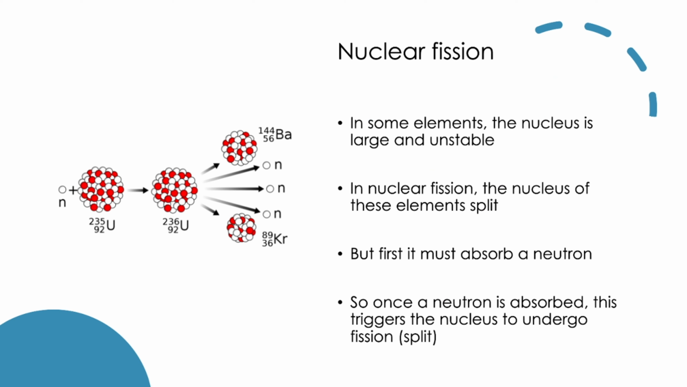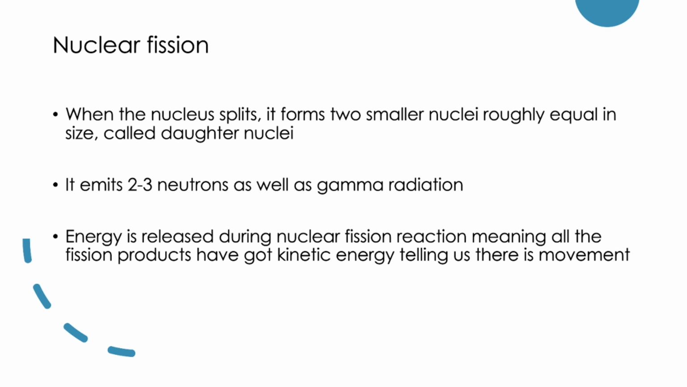In some elements, the nucleus is large and unstable. In nuclear fission, the nucleus of these elements splits, but first it must absorb a single neutron. So once a neutron is absorbed, this triggers the nucleus to undergo fission, which is just splitting. When the nucleus splits, it forms two smaller nuclei roughly equal in size, and these are called daughter nuclei. It emits 2 to 3 neutrons as well as gamma radiation.